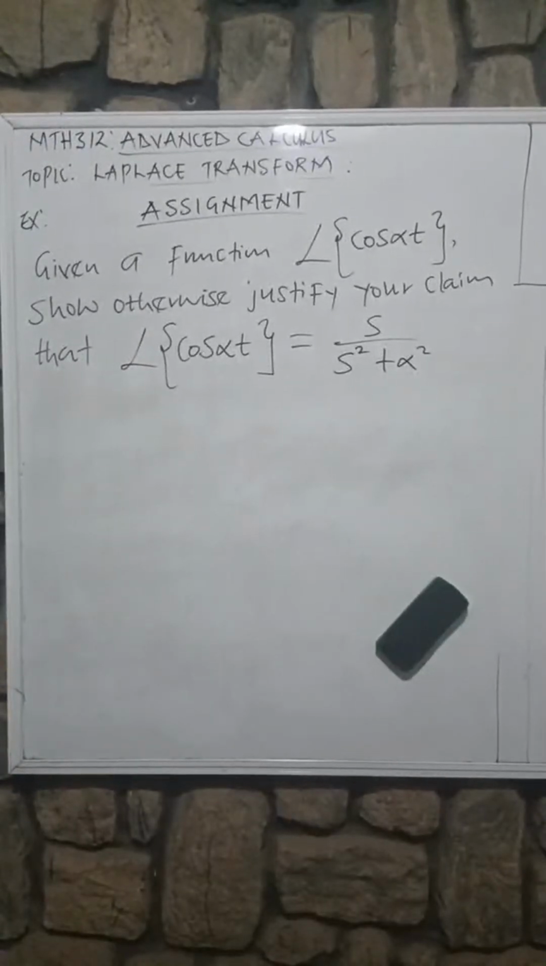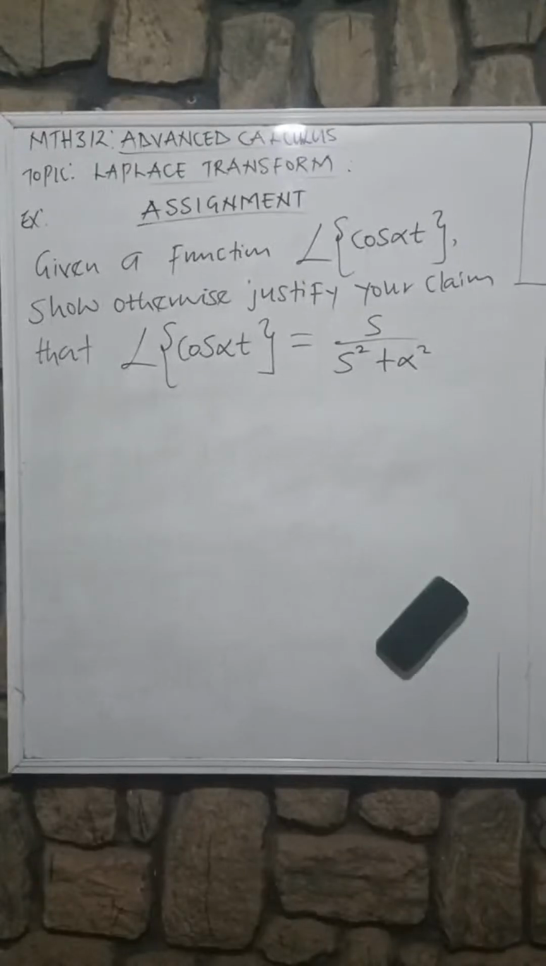This is the assignment. Given a function, Laplace of cos alpha t, show otherwise, justify your claim that this is equal to that.